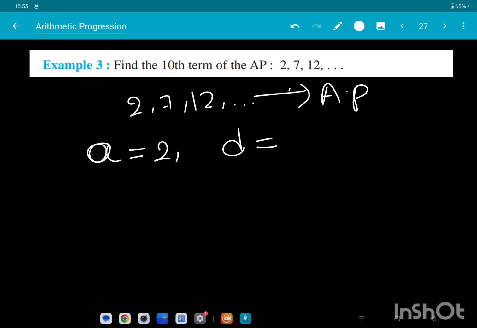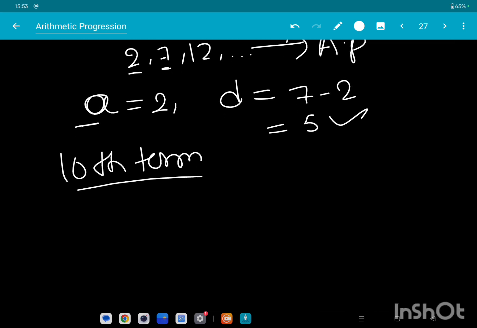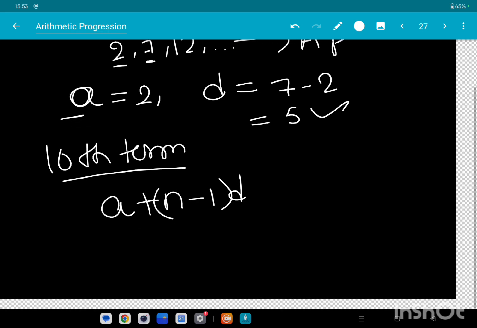How can we find the common difference? By subtracting the first term from the second term. So 7 minus 2, it is 5. So the common difference is 5 and the first term is A. Now I need to find the 10th term here. What is the 10th term? What is the formula? You already know, right? A plus n minus 1 into d. This is the formula.